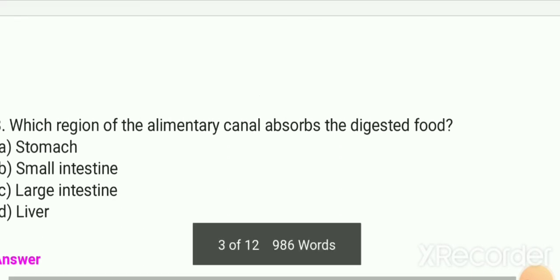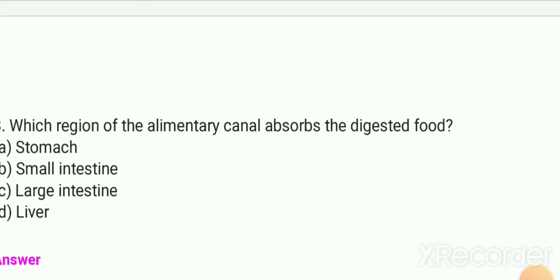So question number 8. Which region of the alimentary canal absorbs the digested food? Stomach, small intestine, large intestine, liver. It is a very important question. So you think first, which region of the alimentary canal absorbs the digested food?